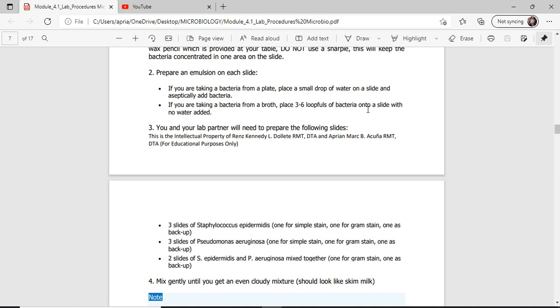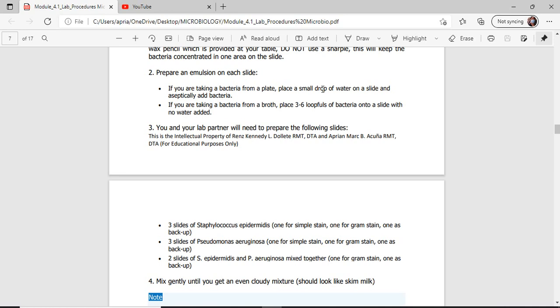And aseptically add your bacteria. If you're taking bacteria from a broth, make sure you place 3 to 6 loopfuls of bacteria onto a slide with no water added. But if you are using a plate, where you will be getting a colony, you need to add water or your NSS.